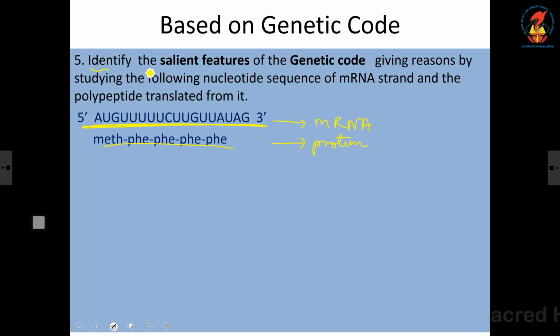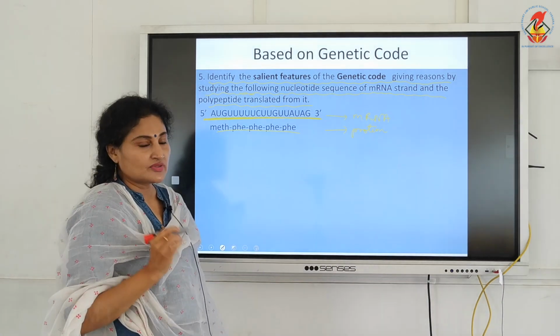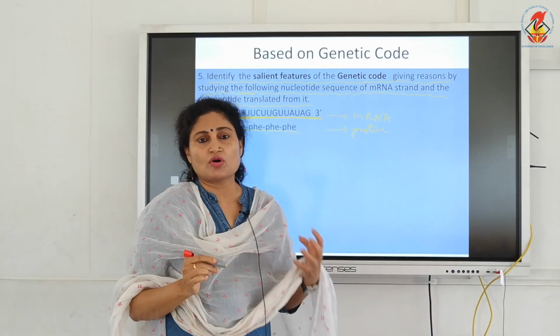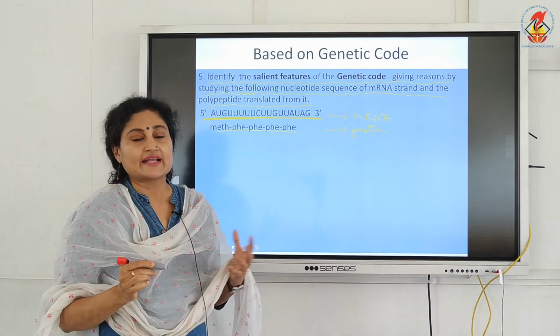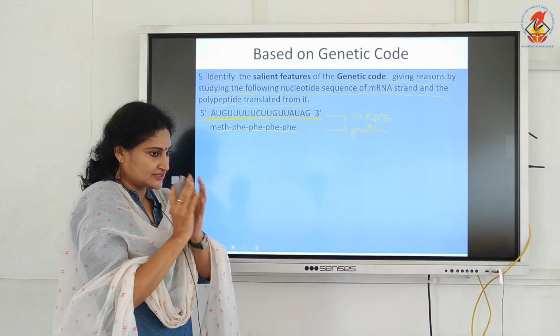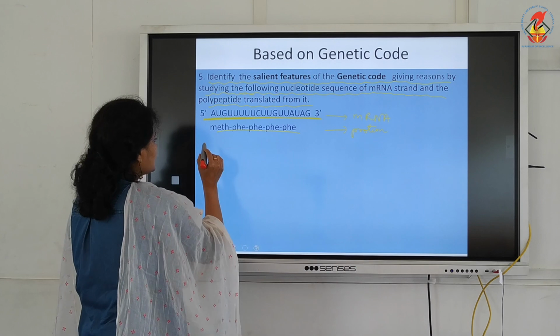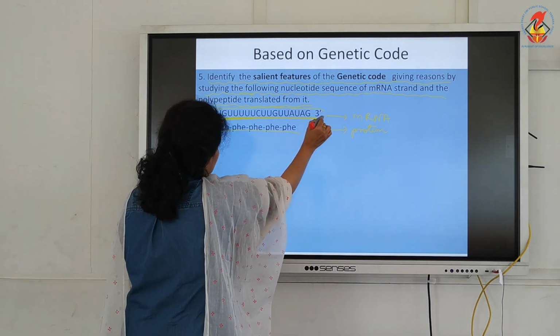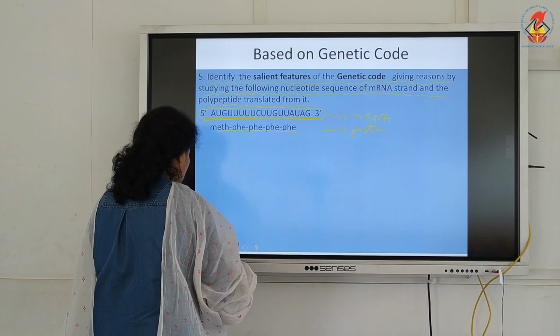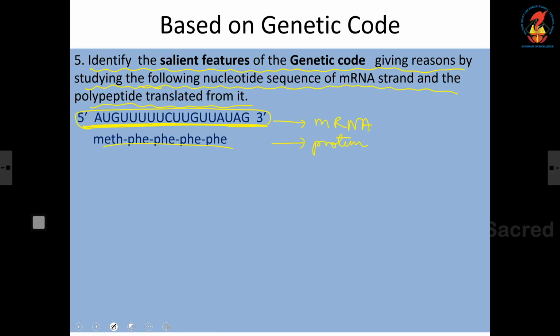I will read the question. Identify the salient features of the genetic code giving reasons by studying the following nucleotide sequence of the mRNA strand and the polypeptide translated from it. So you have to infer from this the maximum features of the genetic code and give reasons. So my first tip for you all is, when you see this strand, this is the mRNA strand, you can recognize because it runs in the 5 prime 3 prime direction, and also they have already mentioned in the question paper that it's an mRNA strand.